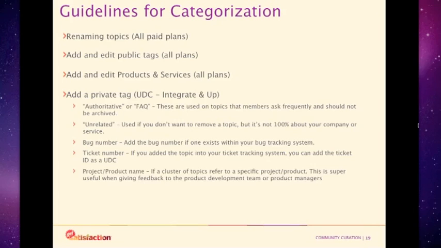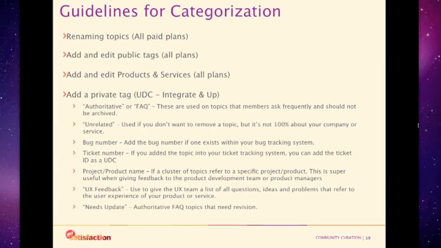The project or product name, if there's a cluster of topics that refer to a specific project or product within your company, this is super useful when giving feedback to the product development team or product managers. And maybe UX feedback. Use this to give your UX team a list of all the questions, ideas, and problems that refer to the user experience of your product or service. Needs update. That could be a tag that lets your team members know that there's an authoritative FAQ topic that needs revision. So these are just some suggestions of things that you can do with private tags, and if you're not on a plan that includes those, you could work with them with public tags as well.